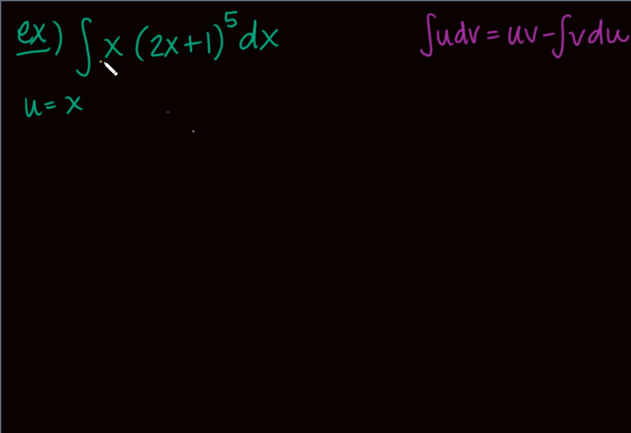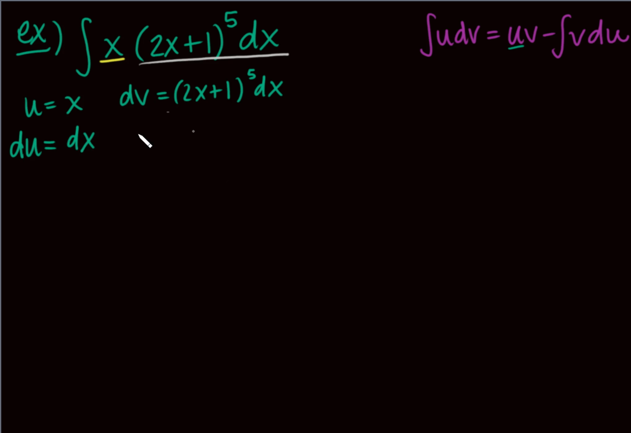So again, this is my u. What would that leave for dv? It would be the rest of the integrand. So dv would equal 2x plus 1 to the fifth dx. Now I have my u. What else do I need? I need a du. So du in this case is the same thing as just dx. That's lovely. Now I need v. This guy can be a little bit tricky to take the antiderivative of, but it'll be okay.